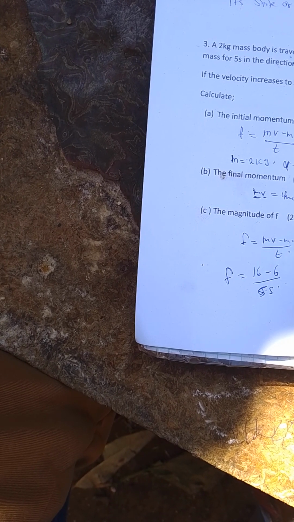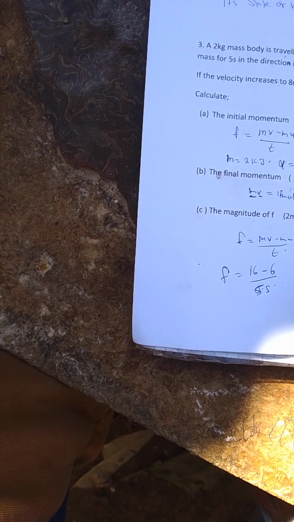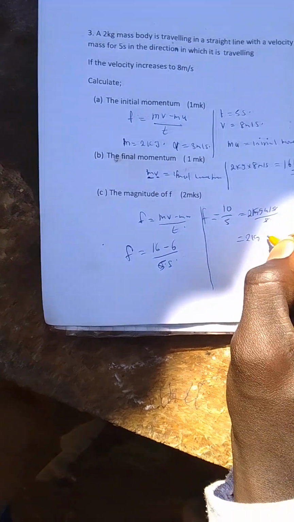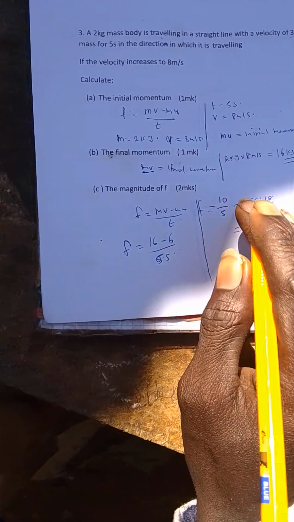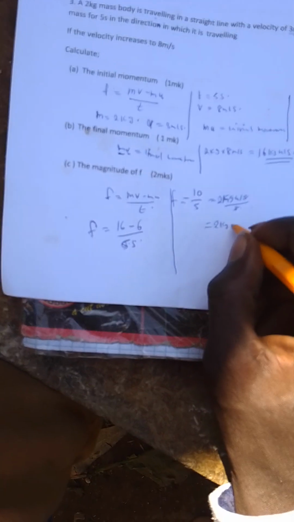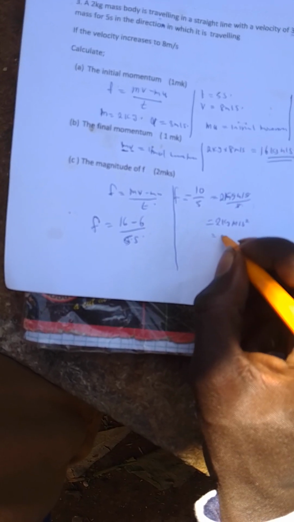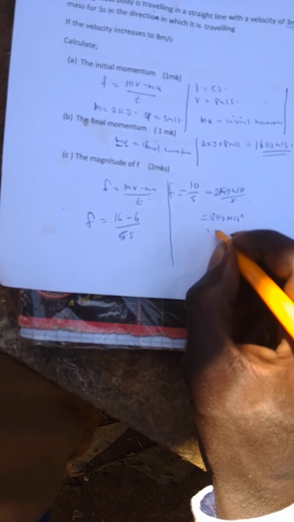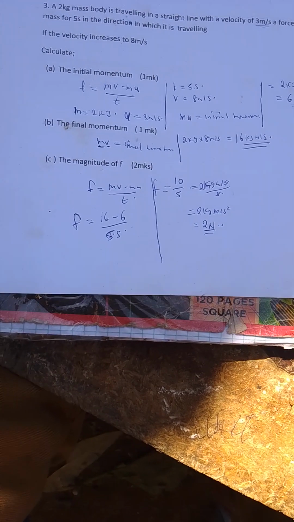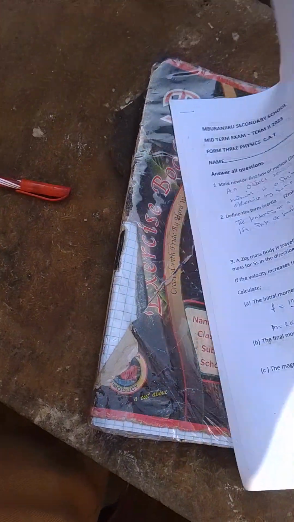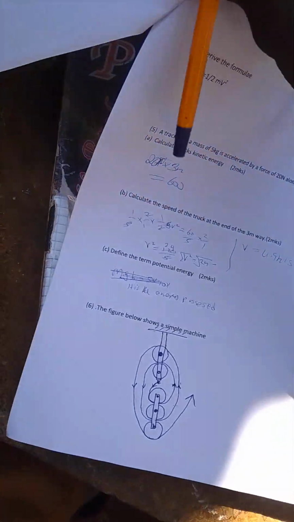that is kilogram meter per second divided by second. This is 2 kilogram meter per second square. That is a force. You can say that this is like 2 newtons. That is the force, the rate of change of momentum. So that is question number 3. And then we have the question number 4.